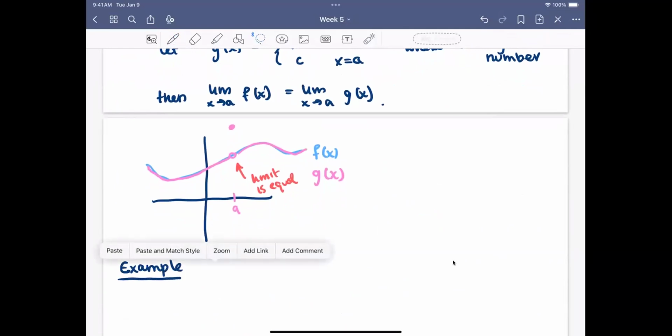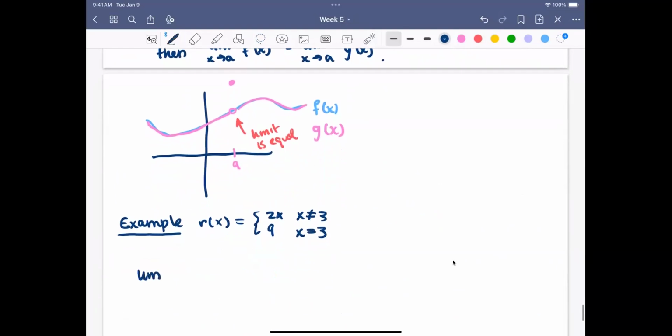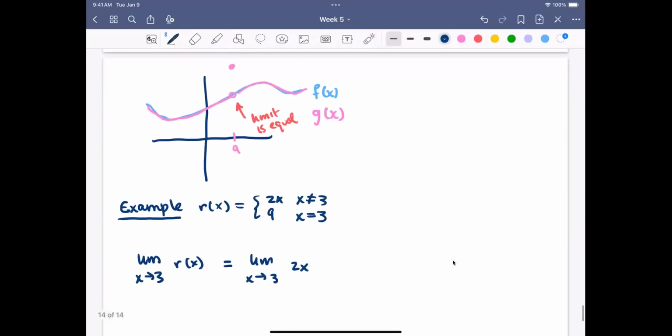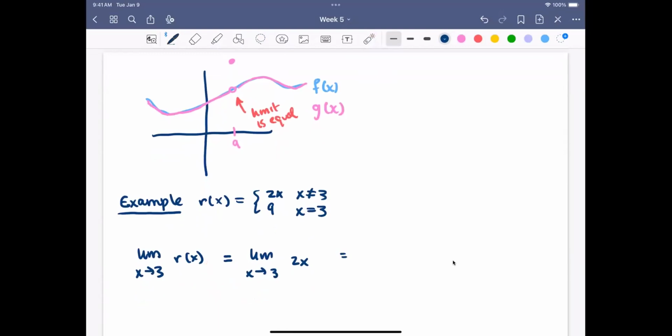Okay, so let's compute the limit as x approaches 3 of R of x. We've already done this, but let's just redo it now using the switcheroo. What that rule says is that I can replace R of x with just the function 2x. So this limit equals the limit as x approaches 3 of 2x. Note, R of x and 2x are not the same function, right? But the limits will have the same value. That's what we're doing here. We're just switching out the functions. And then 2x is a continuous function because it's a polynomial, and so that means I can just plug in x equals 3. This is 2 times 3, which is 6.